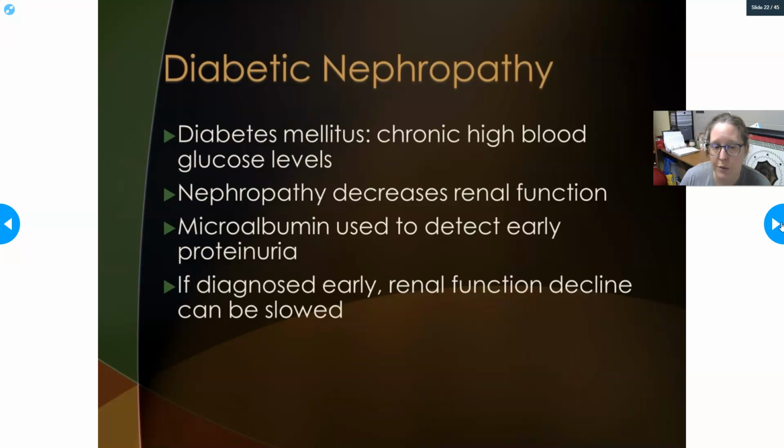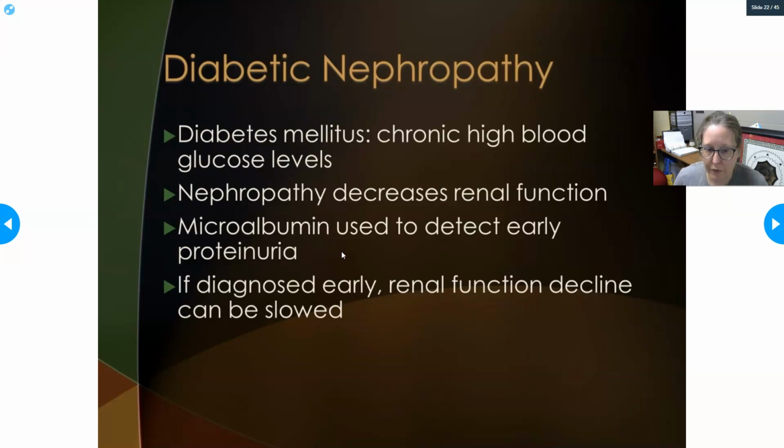And so often what we do is a microalbumin test to detect early proteinuria. So you want to really start picking up on it before there's really signs and symptoms of it, because by the time a patient gets signs and symptoms of renal failure, they've often lost at least half their function.